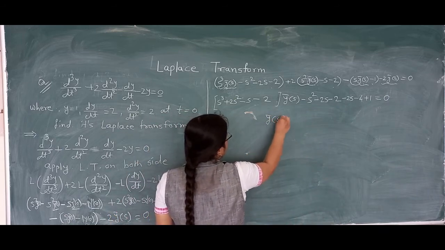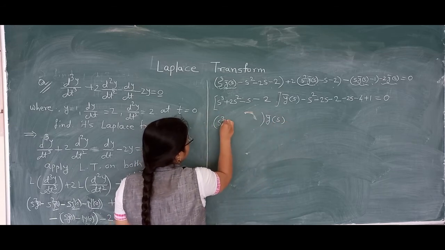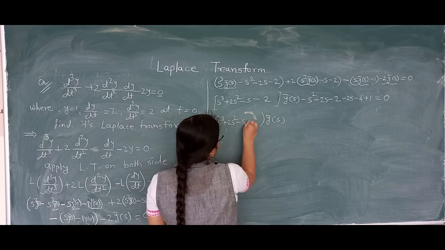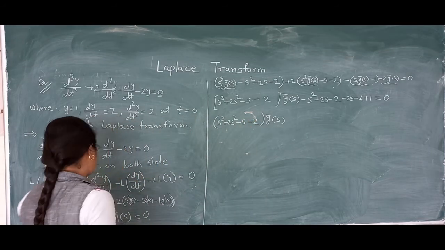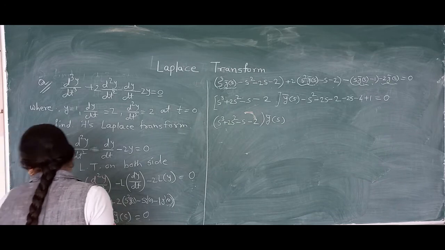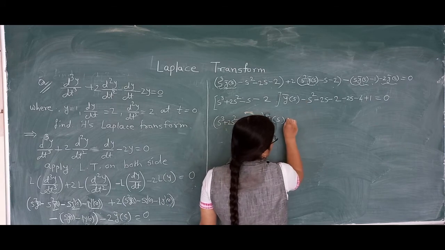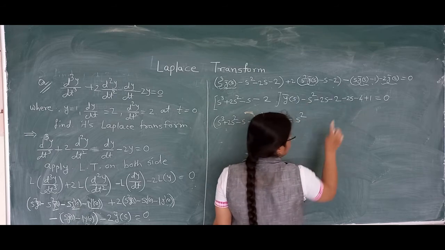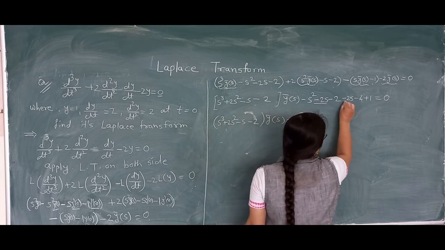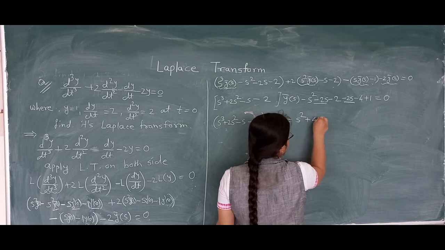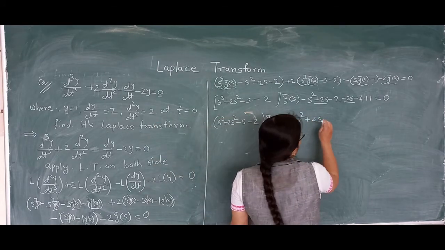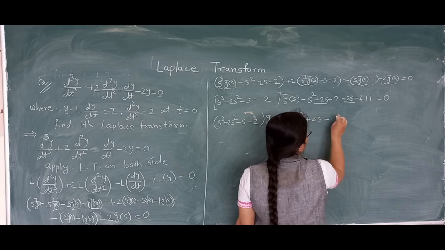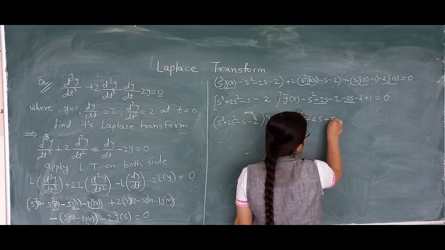Now keeping y bar of s on the left hand side, that is s cube plus 2s square minus s minus 2 as it is, and simplifying or shifting the terms to the right hand side: minus s square shifted to right becomes plus s square, minus 2s becomes plus 2s, minus 4s becomes plus 4s, minus 2 minus 4 is minus 6, minus 6 plus 1 is minus 5, minus 5 will become plus 5.